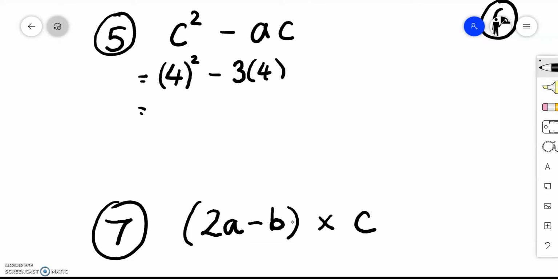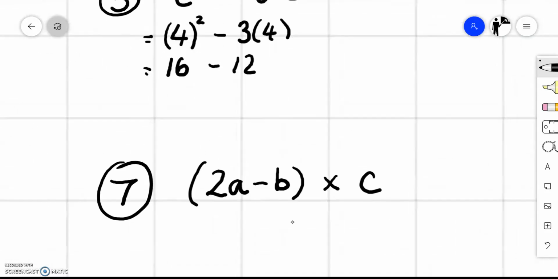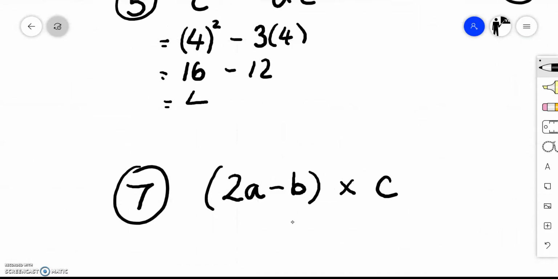We need to evaluate 4 squared. 4 squared is 16. 4 4s are 16. And we're subtracting 12. 16 subtract 12 is 4.